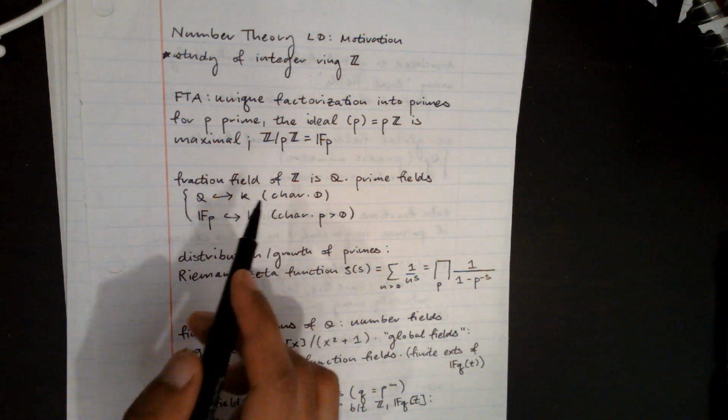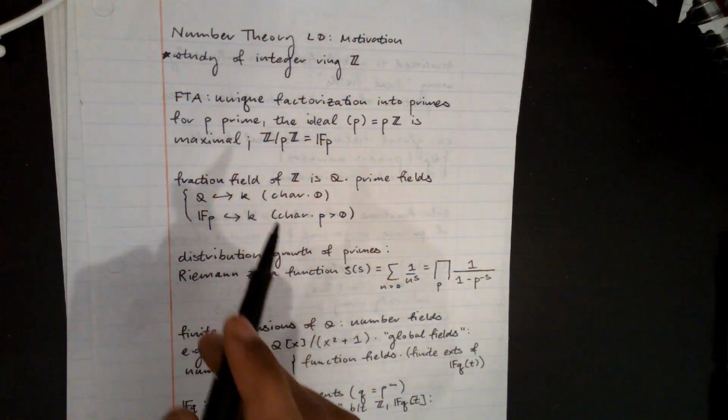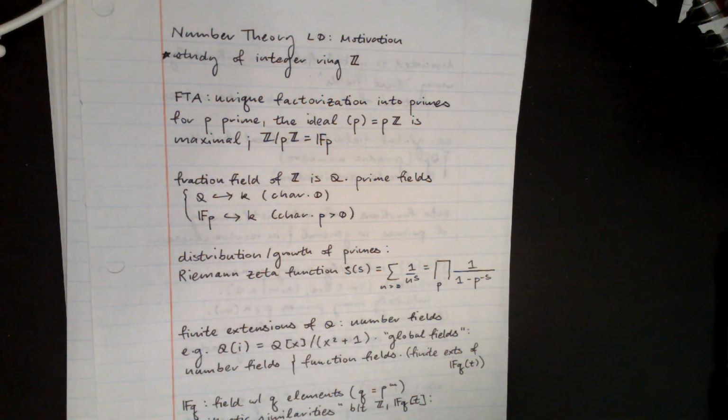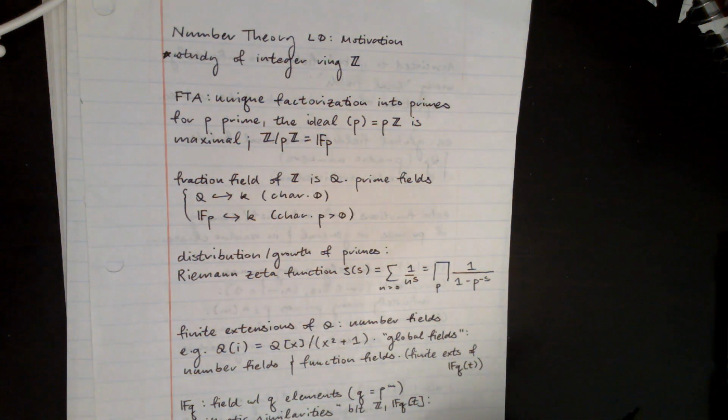In the former case, it's if and only if k has characteristic 0, in the latter if it has positive characteristic, or prime characteristic p. So this is at a basic level.